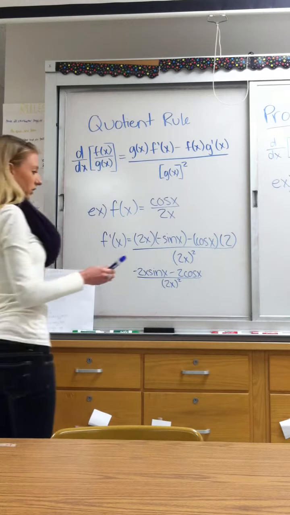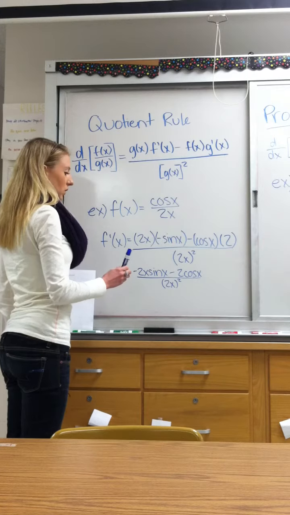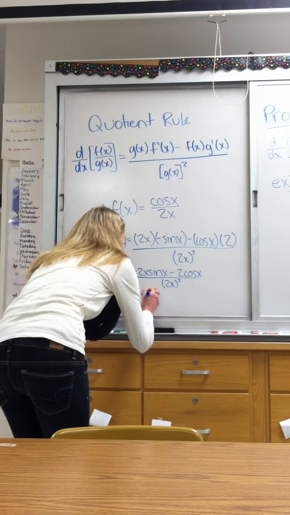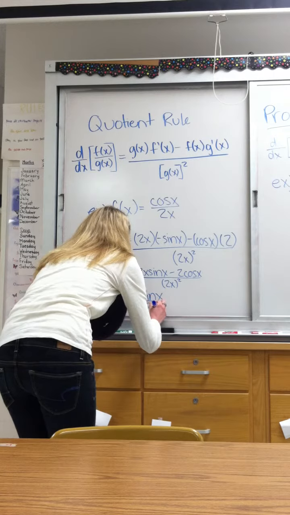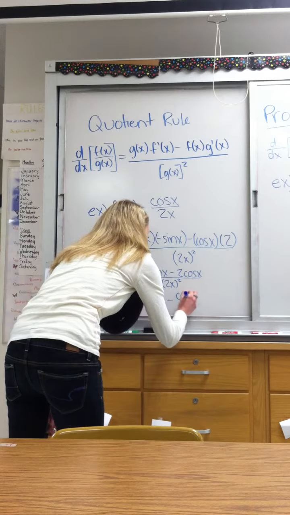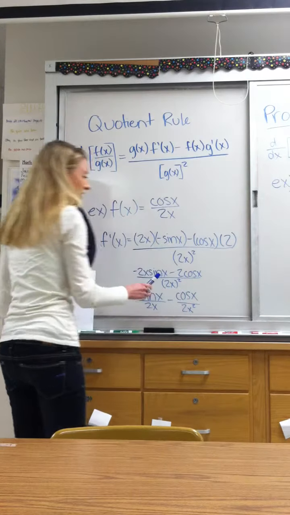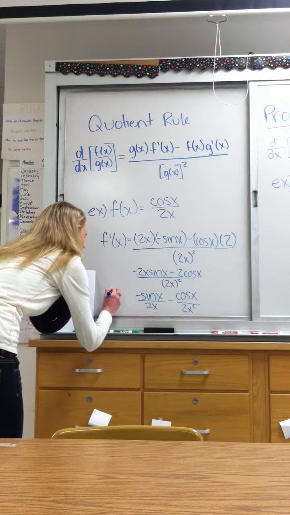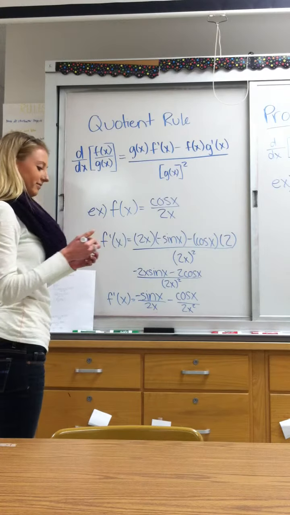And actually, if you look at the 2x in front of the sine x and the 2 in front of this cosine x, we can simplify and make it a negative sine of x over 2x minus cosine x over 2x squared. Because right here our 2 cancel out, and right here our 2x cancel out. And that gives us the derivative of f of x. Thank you.